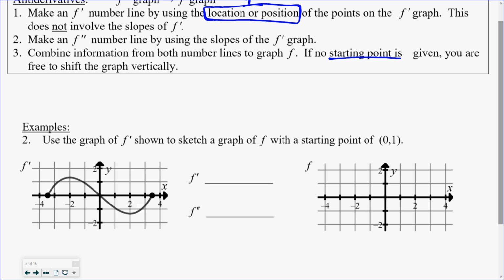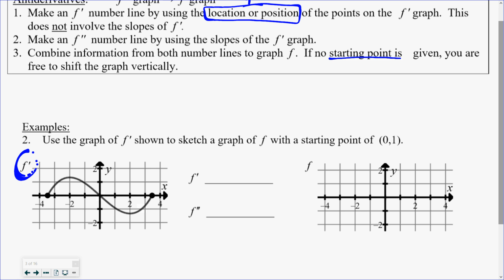So that graph could be shifted up and down vertically. I'll kind of show you what that looks like. Okay, so let's start here. I'm given the graph of the derivative. So this is the slope of the function we're trying to draw. But the slope is the y values or the position.